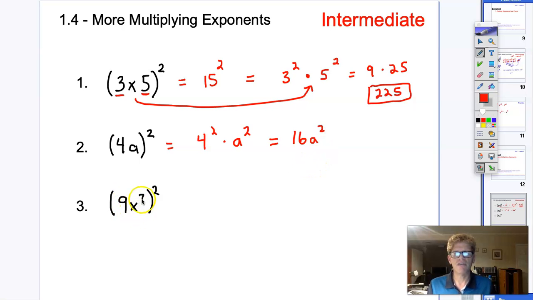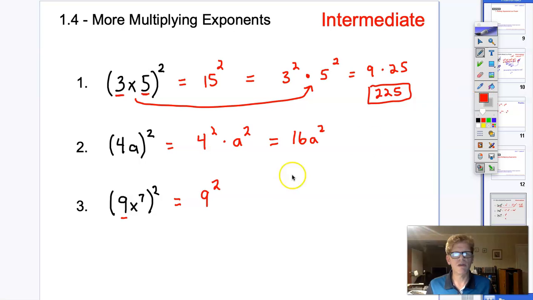This is 9x to the 7th, and we're going to raise that to the second power. Once again, we're going to take 9 and we're going to raise it to the second power. So 9 to the second power. Don't forget, you can't just bring the 9 over like this. That won't work. You have to raise it to the second power.